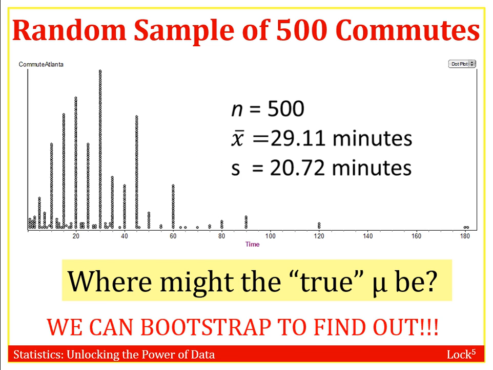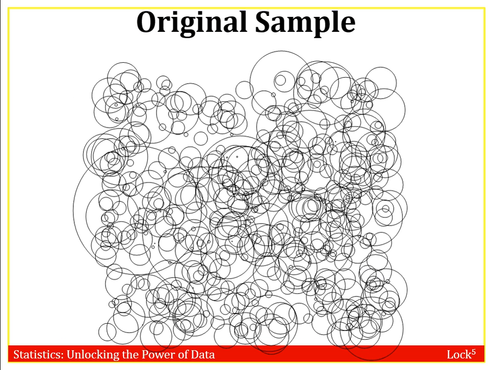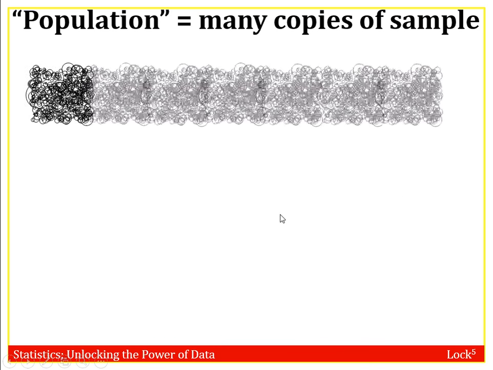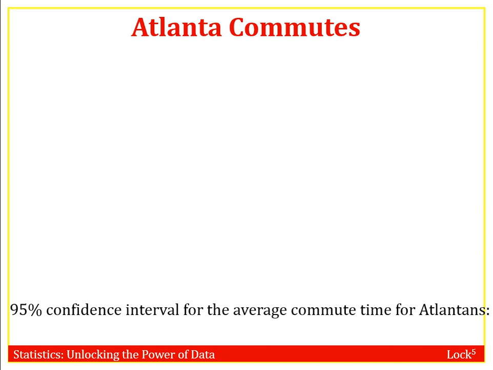Well, once again, we want to do that bootstrap thing. So here we have our original sample where the radius of each circle represents how long they traveled. So here is someone that had an extremely short commute. Here, this circle right here is someone that had a very long commute. So we make really many, many copies. So we shrink that down and then duplicate it, duplicate it, duplicate it. Or you could just do it with replacement, which we often do. So, 95% confidence interval for the average commuters in Atlanta.